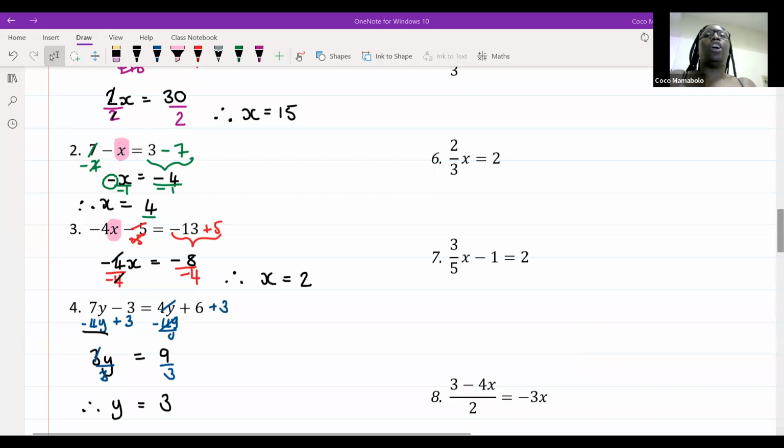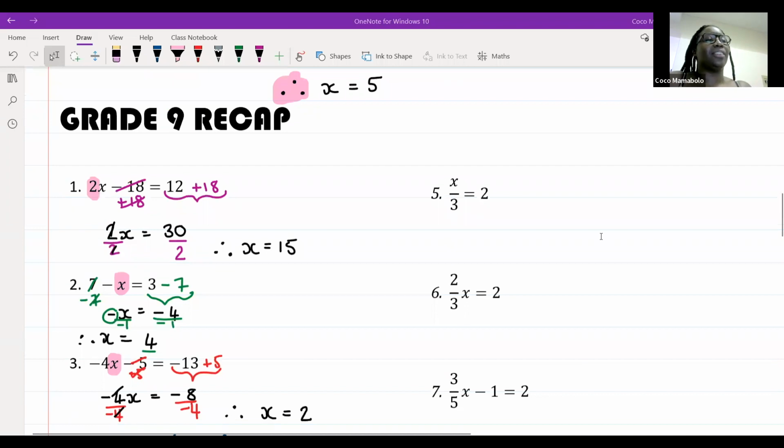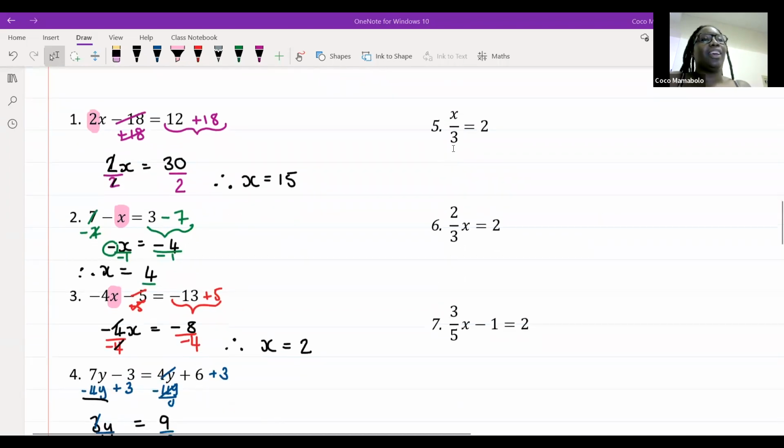Excellent. All right. Now let's look at these sums over here. Okay, let's look at this sum over here, guys. Now we know, let me move it over a little bit. I'm going to move all of them over, actually.